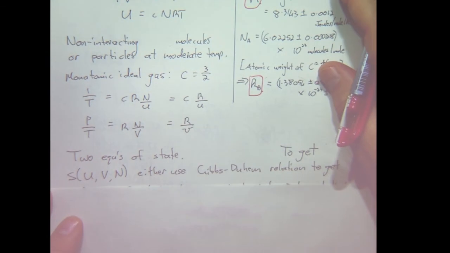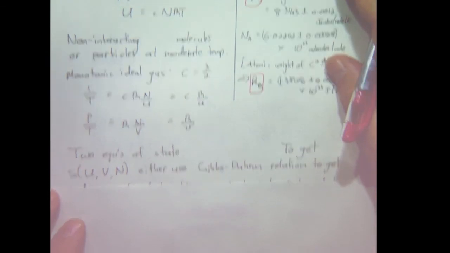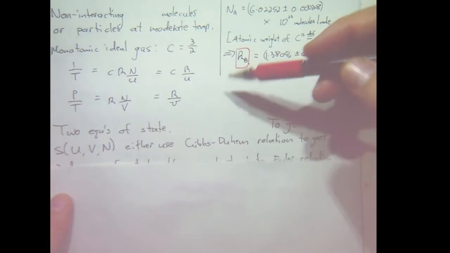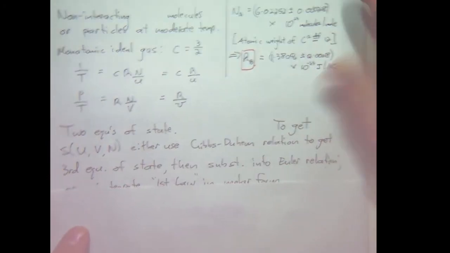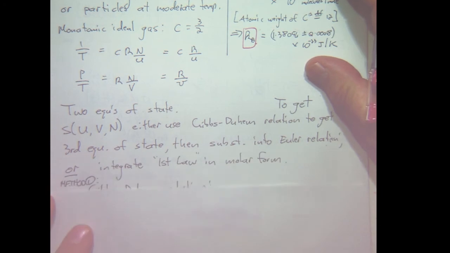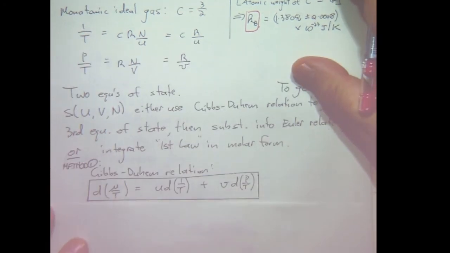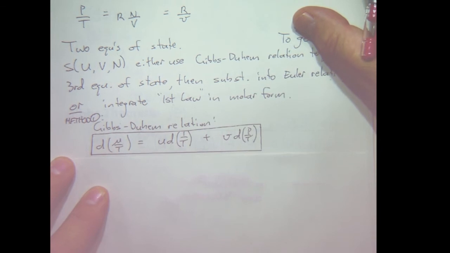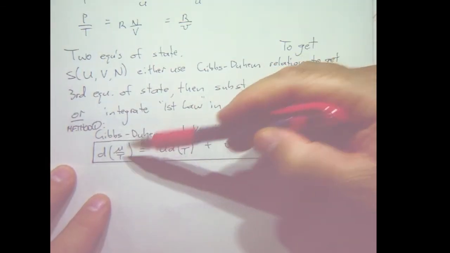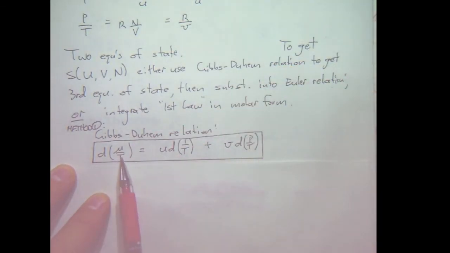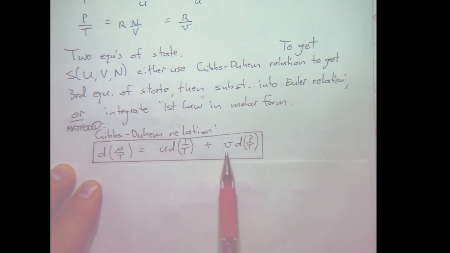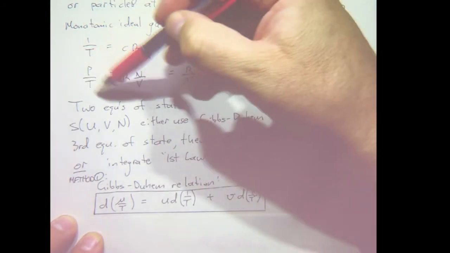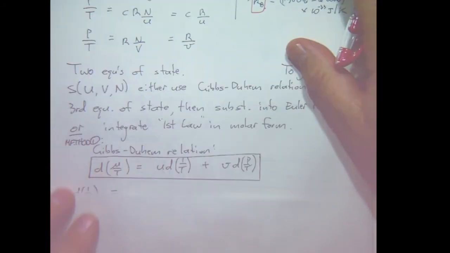Right. So we have 2 equations of state. We either use the Gibbs-Duhem relation to get the 3rd equation of state and substitute into the Euler relation, or we integrate the first law in molar form. Method 1 would have us do this. Here is the Gibbs-Duhem relation. It relates the differentials of intensive parameters in the entropy representation. That's d(mu on T) equals little u d(1 on T) plus little v d(P on T). And as I said, we need that one more equation of state involving the chemical potential.